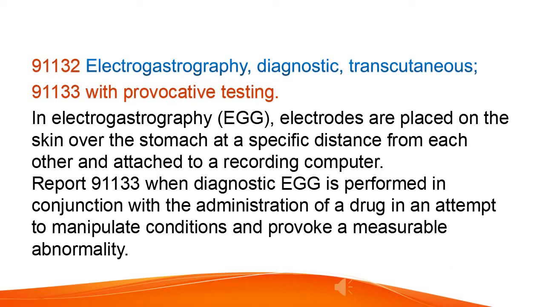Electrogastrography, diagnostic, transcutaneous. With provocative testing. In electrogastrography, EGG, electrodes are placed on the skin over the stomach at a specific distance from each other and attached to a recording computer. Report 91133. When diagnostic EGG is performed in conjunction with the administration of a drug in an attempt to manipulate conditions and provoke a measurable abnormality.